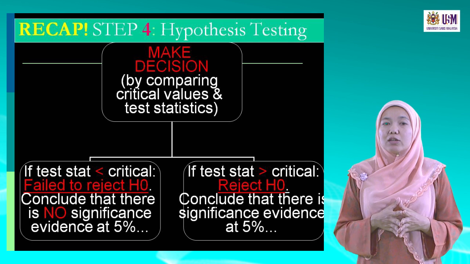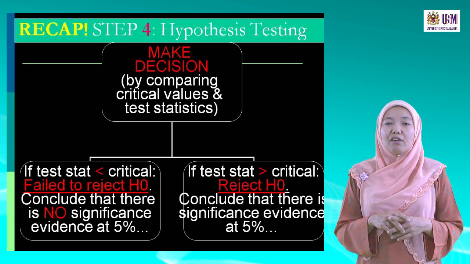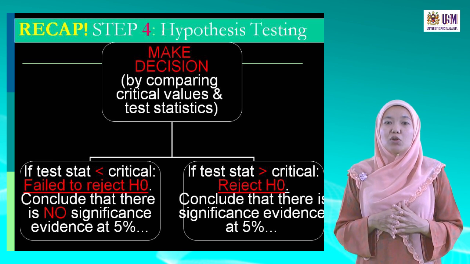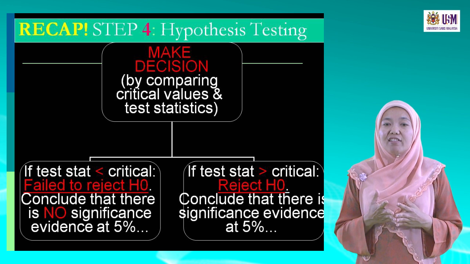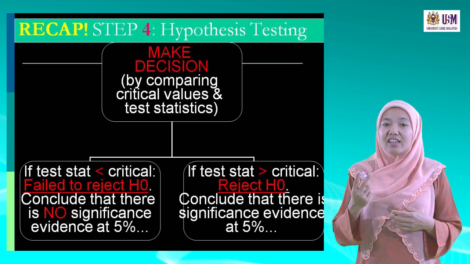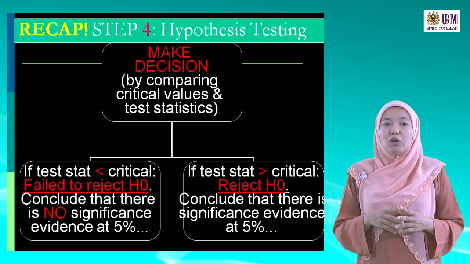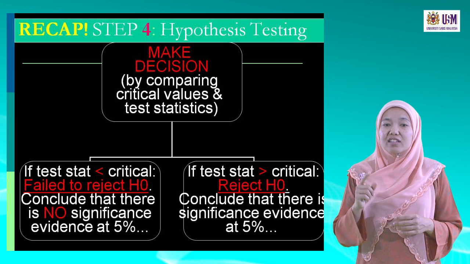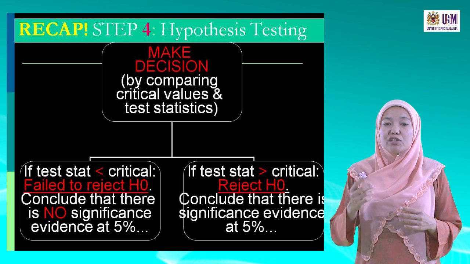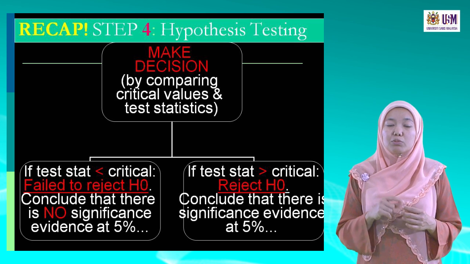We're still recapping part 3, hypothesis testing. Now we are looking at step 4. After you have done your test statistic, this is where you need to make a decision. You make your decision by comparing the critical value that you already determined from step 2 and the test statistic that you already calculated in step 3. It's very simple. If your test statistic is less than your critical value, basically you are going to say that you fail to reject your H naught. Not H O, it should be H naught with a smaller o.